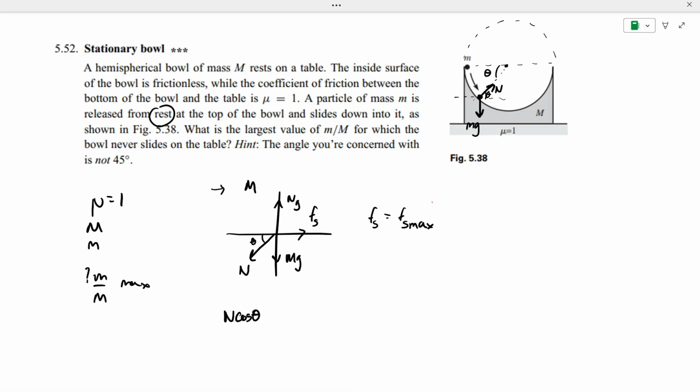By the way, N is the normal force acting between the ball and the bowl, and N_g is the one from the ground on the bowl. So N cosine theta is going to be equal to Fs max.